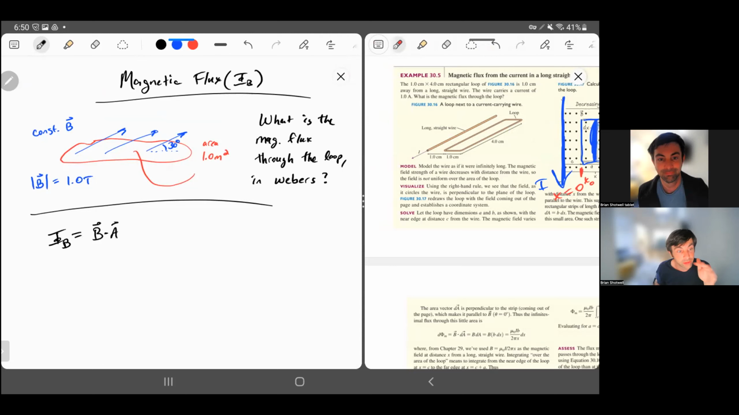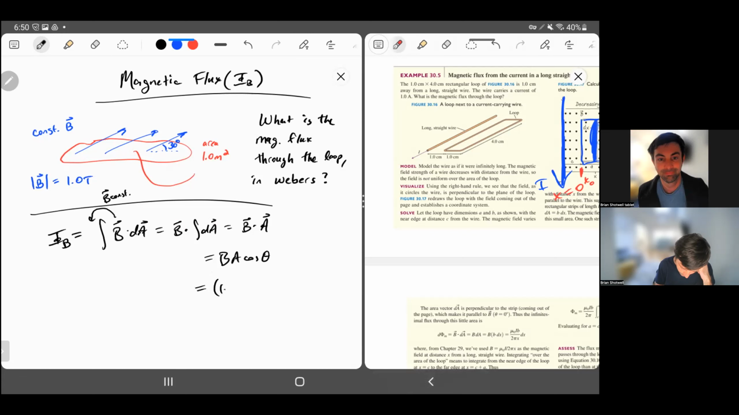Because B is constant, maybe you could always do this. This formula is always true. And then if B is constant, you can take it out of the integral. So this is because B is constant. And then B dot the integral of dA is just A. This is B times A times cosine of the angle between these two vectors.